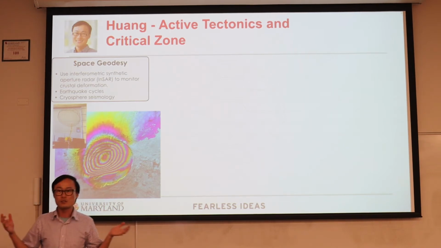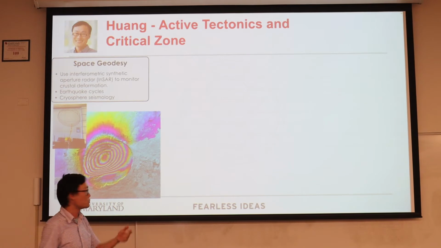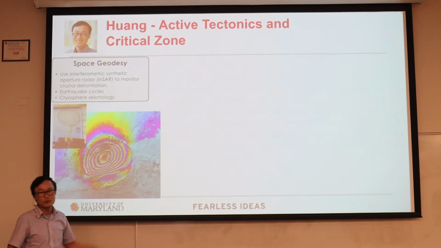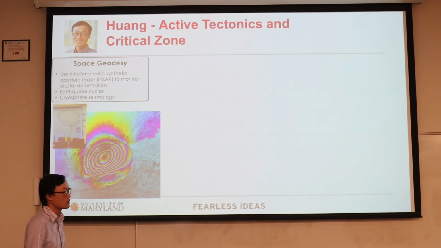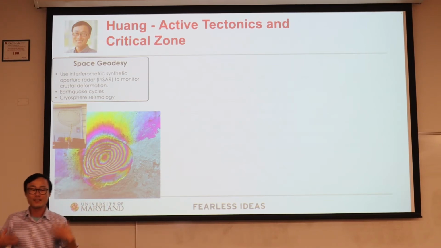If you know how to read a topo map, it's exactly the same. If you know the contour interval, then you know how much deformation has been happening on the surface. Here's an example of a volcanic inflation.